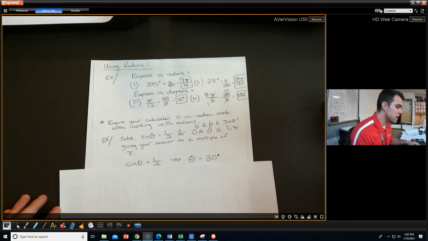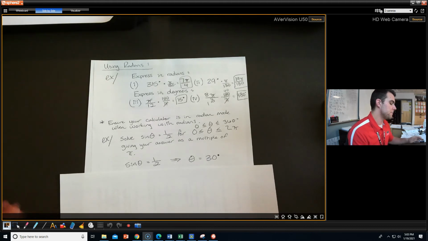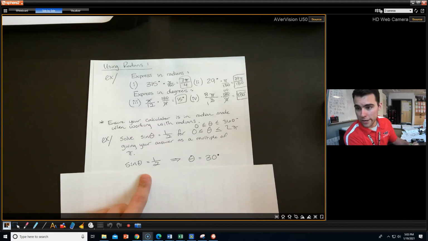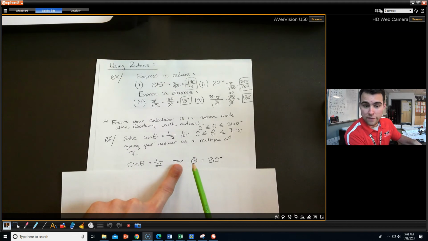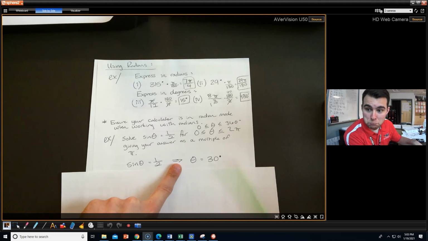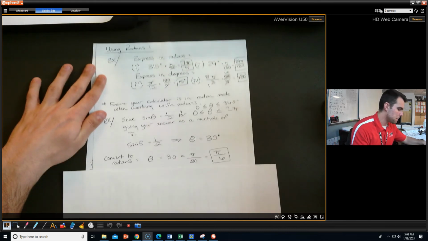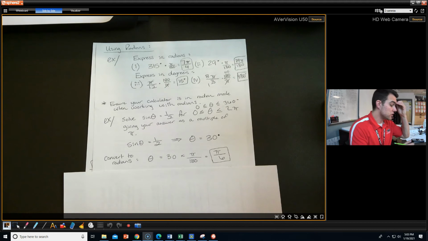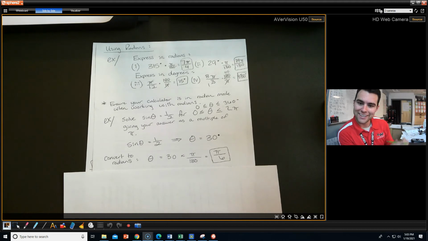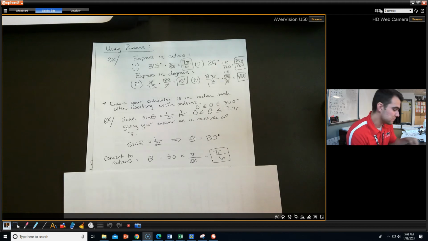What we can do, though, is we can first say, okay, we know sine theta is equal to 1/2, so if I do it in degrees, then I know theta is equal to 30 degrees, okay? Well, now I know I can convert that to radians, and that's what I'm going to do. So I'm going to actually do it in degrees first and solve it, and then convert it to radians. I'm kind of cheating a little bit, but you're allowed to do that.